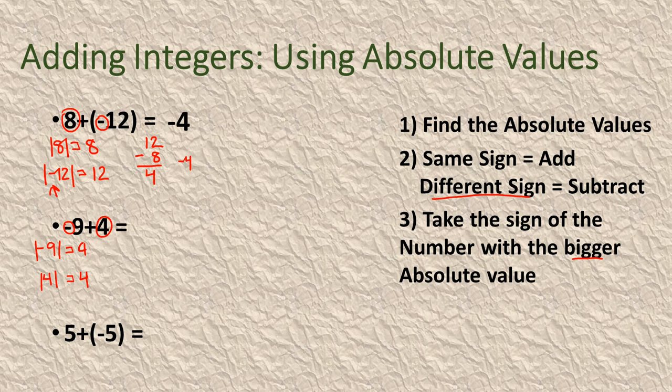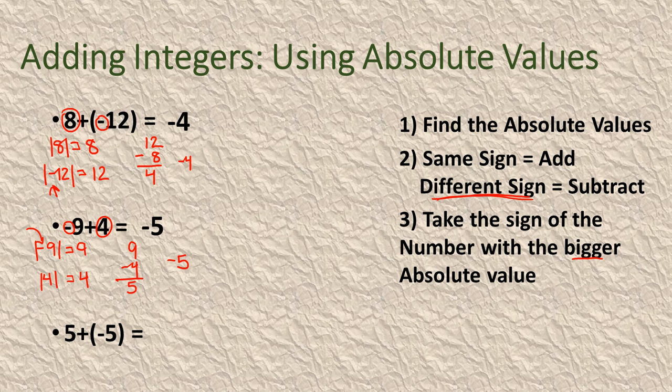Alright, so now that we've done that, since we have different signs, we need to subtract. So we need to subtract the smaller one from the bigger one. 9 minus 4 is 5. Now we need to take the sign of the one that has a bigger absolute value, which is our negative. So our answer is negative 5.